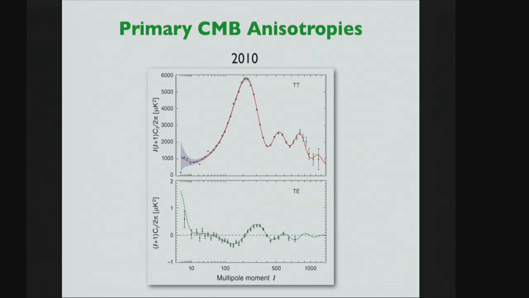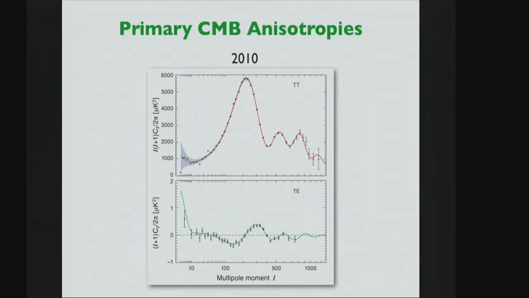And then here you see the measurement that Enrico yesterday was referring to, the sign of the TE cross correlations. You see this negative sign, which really tells us that these perturbations were generated even before the universe was first filled with a hot and dense plasma. So there was some process early on that generated these perturbations, and we're seeing these adiabatic perturbations today in the CMB.